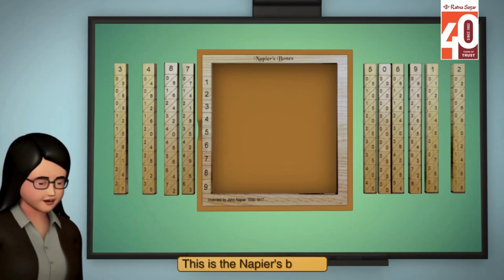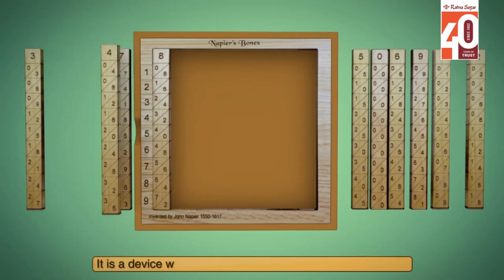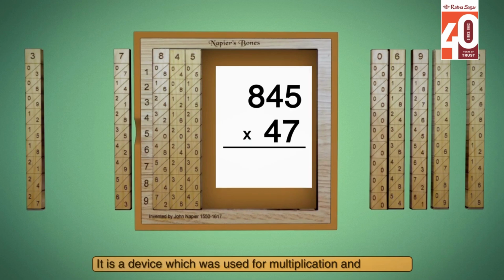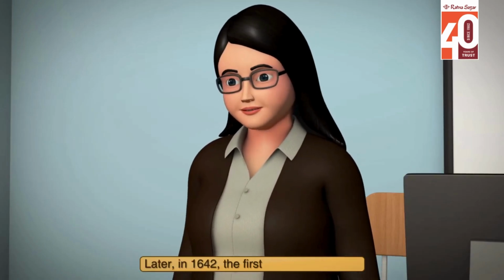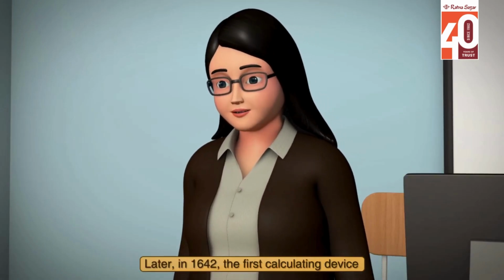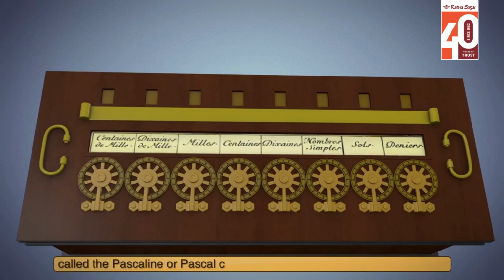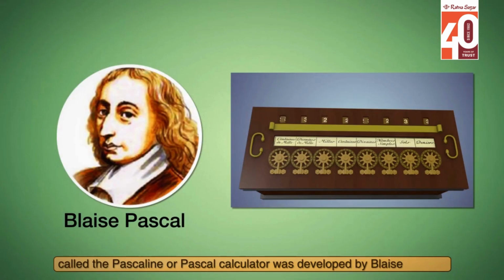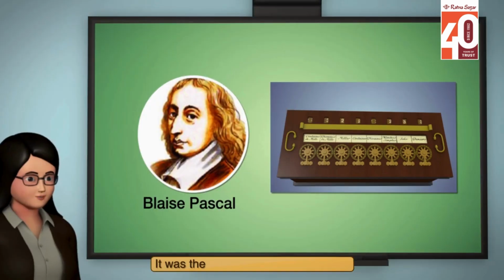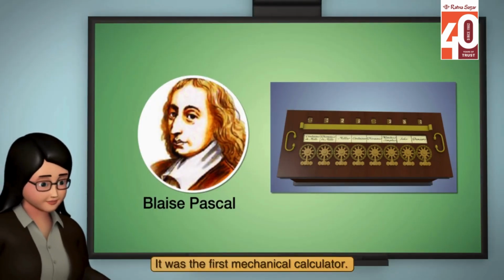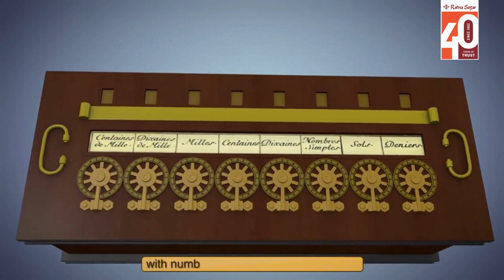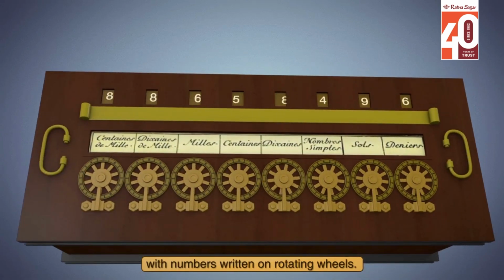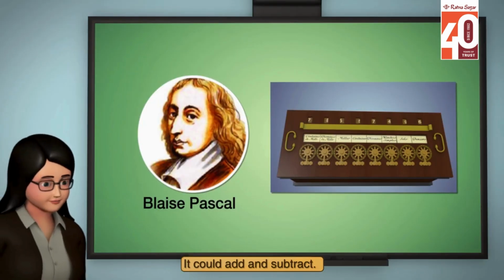This is the Napier's spoons. It is a device which was used for multiplication and division. Later, in 1642, the first calculating device called the Pascaline or Pascal calculator was developed by Blaise Pascal. It was the first mechanical calculator. The device consisted of a rectangular box with numbers written on rotating wheels. It could add and subtract.